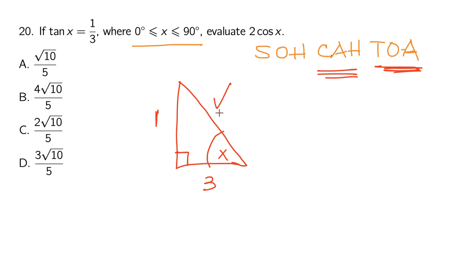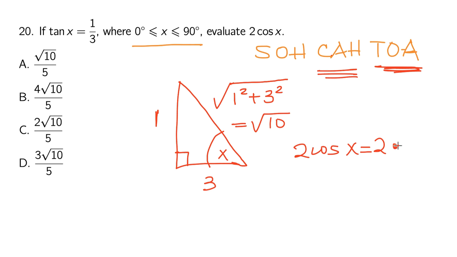So we need to find the hypotenuse, and the hypotenuse is the square root of 1 squared plus 3 squared, and this is equal to the square root of 1 plus 9, which is 10. So 2 cos x equals 2 times the adjacent, which is 3, over the hypotenuse, which is the square root of 10. Simplifying further, we get 6 over the square root of 10.